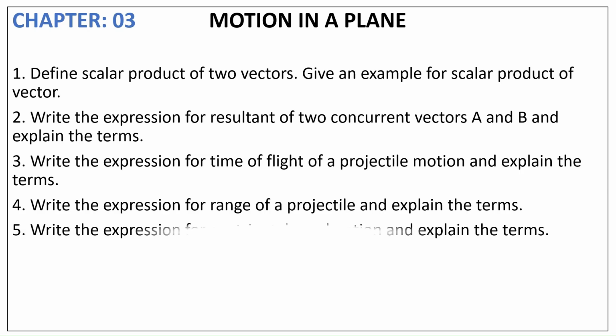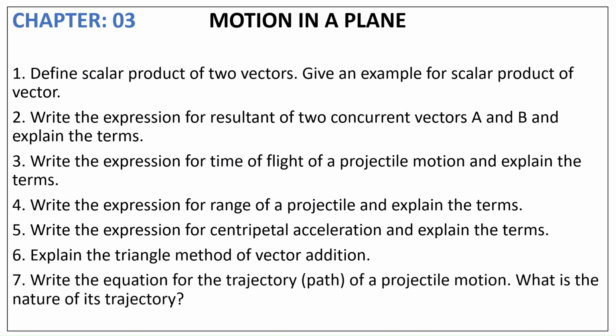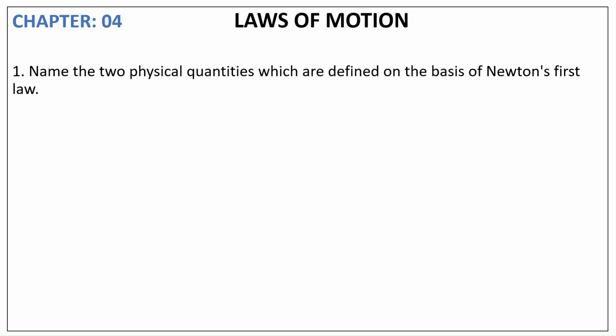5. Write the expression for centripetal acceleration and explain the terms. 6. Explain the triangle method of vector addition. 7. Write the equation for the trajectory, path, of a projectile motion. What is the nature of its trajectory? Chapter 4. Laws of motion. 1. Name the two physical quantities which are defined on the basis of Newton's first law.